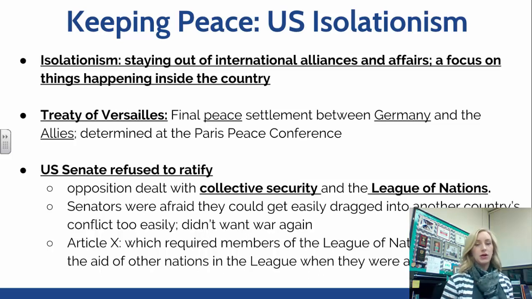Article X, this is a part where it required members of the League of Nations to come to the aid of other nations in the League when they were attacked. And this is the big thing that the U.S. Senate refused to say okay to.